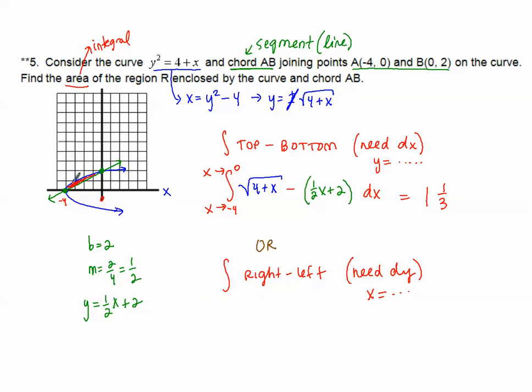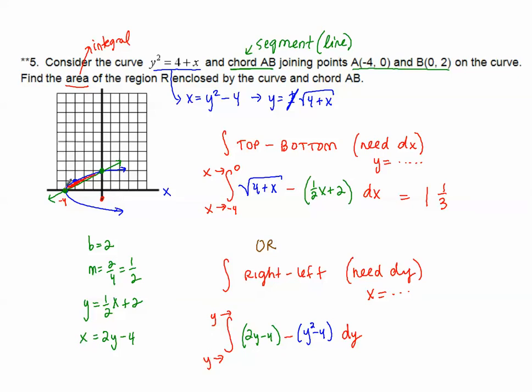So I could choose right minus left, and then I could use the line on the right, but if I did that, I have to solve for x. Subtract 2 and multiply by 2. So x equals 2y minus 4. On the right is that line. So first it's going to be the 2y minus 4, and then on the left, what I used solving for x, y squared minus 4. Subtract the right minus the left with respect to y, and remember these limits now must be y values.